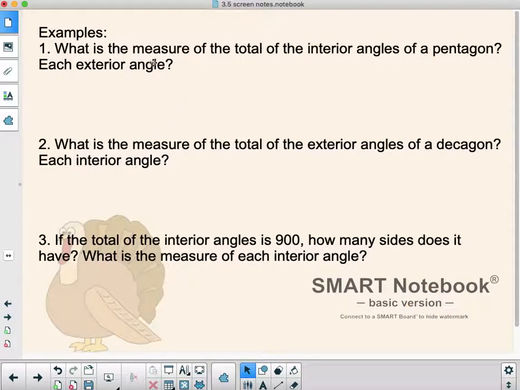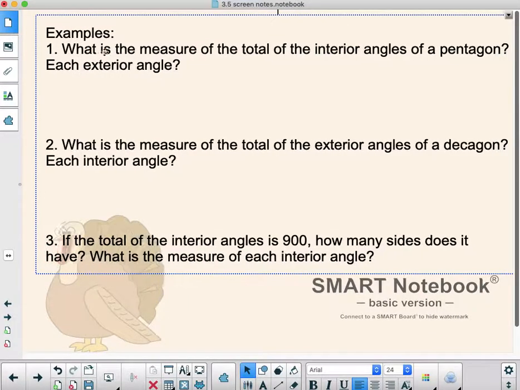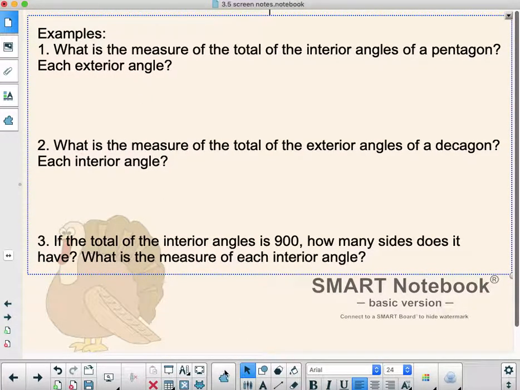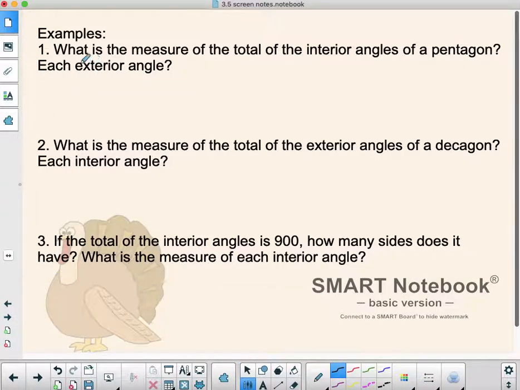Okay, so let's look at some examples. We're going to use that chart on the last page to help us with these examples. So what is the measure of the total of the interior angles of a pentagon? Sorry, this should say interior, and this should say exterior. I forgot to change those, sorry.